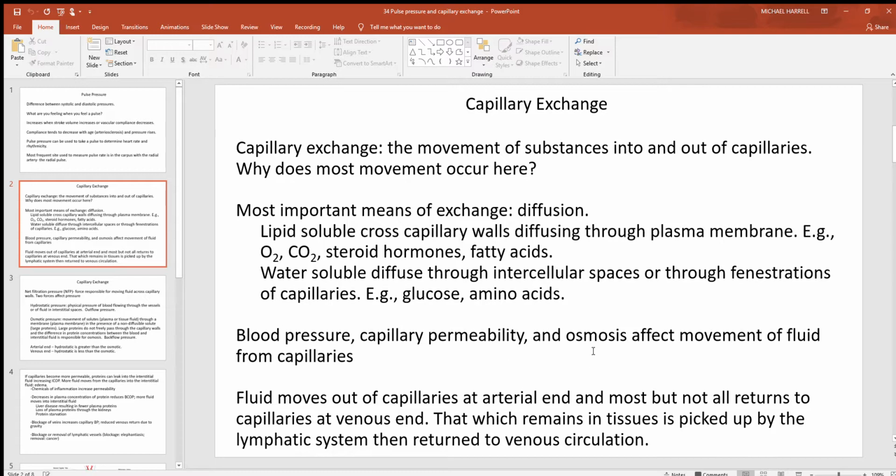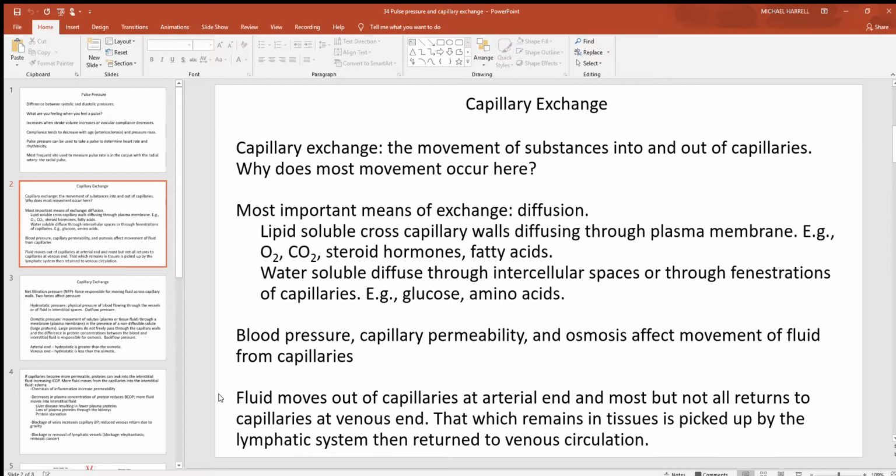Osmosis has a big effect too. Remember, water likes to move from an area of high to low concentration. You put more water into your blood, more of it's going to tend to move into the tissue to where there's less of it. Fluid also moves more out of a capillary on the artery end, and more tends to move back into the capillaries over on the vein end right there.